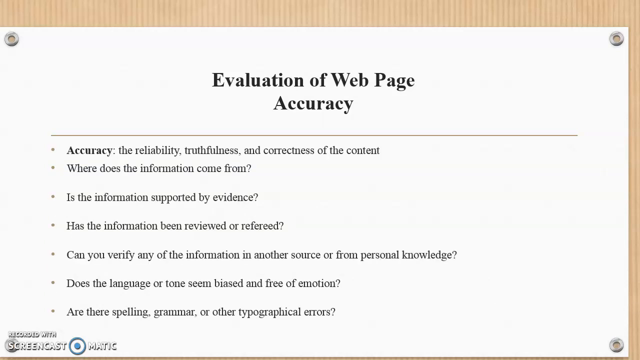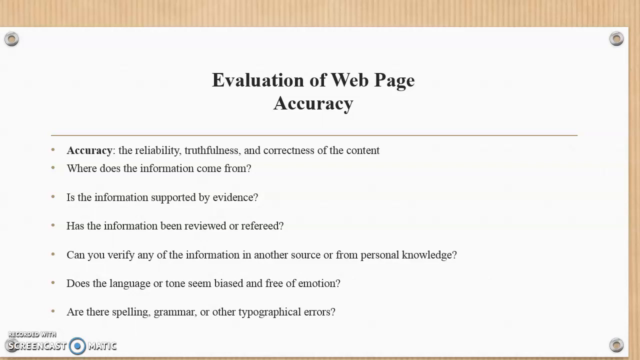Accuracy. Accuracy speaks to the reliability, truthfulness, and correctness of the content. Where does the information come from? Is the information supported by evidence? Has the information been reviewed or refereed? Can you verify any of the information in another source or from your personal knowledge?